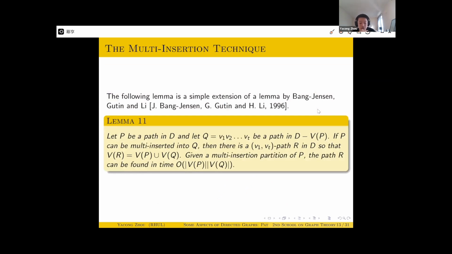This is the first part of the following Lemma 11. The second part of this lemma states that not only does this path exist, we can find this path in polynomial time. I'm going to skip the proof of the first part because I have already shown you the idea. One just needs to consider a partition with a minimum number of subpaths.